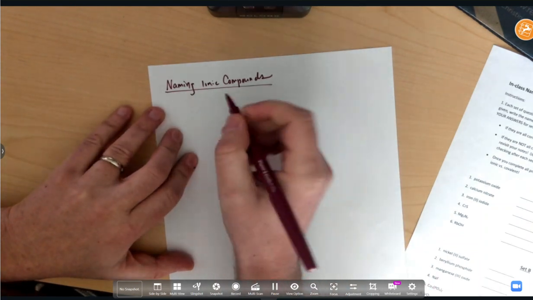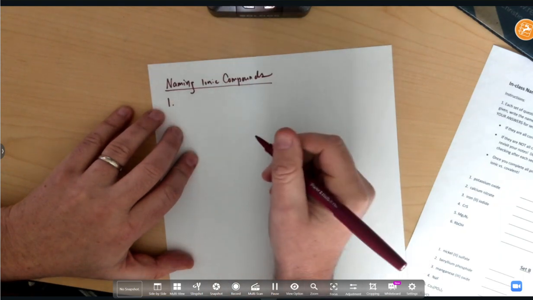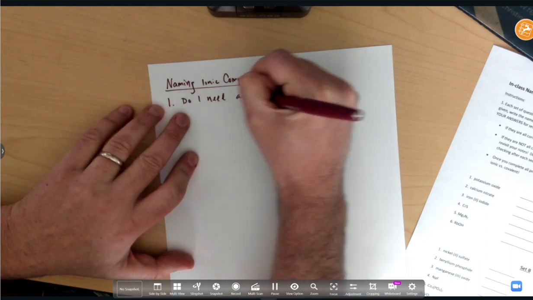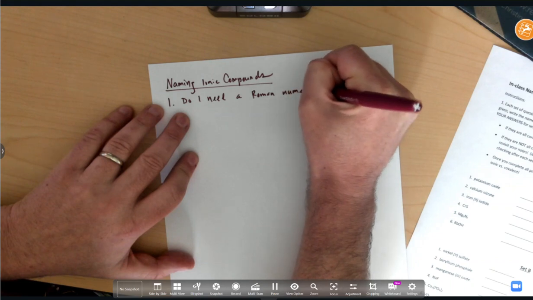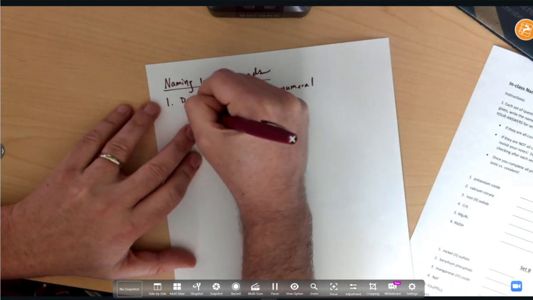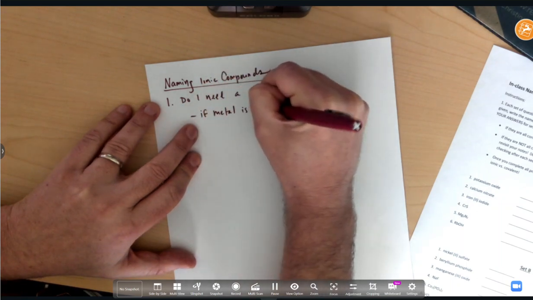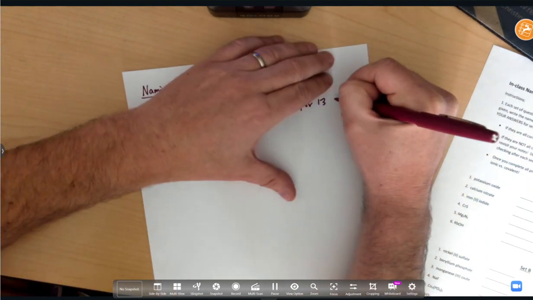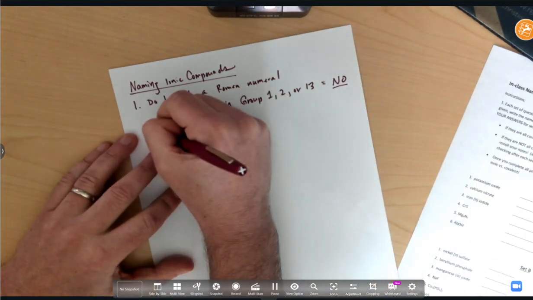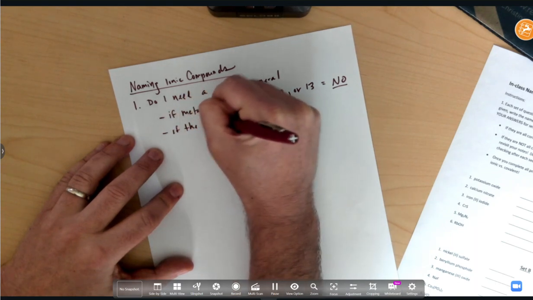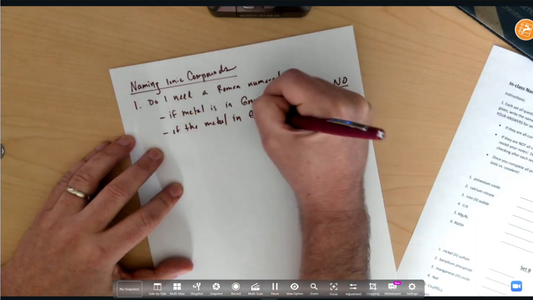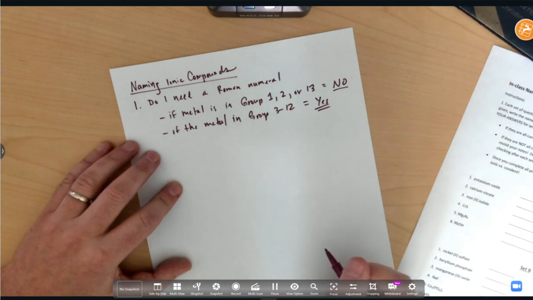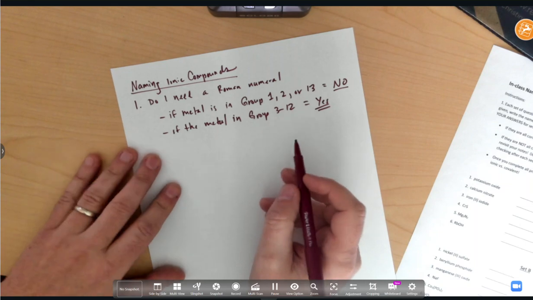Alright, so when we name these things, we gotta ask questions. The first question we have to ask is, when I name it, do I need a Roman numeral? And then how you know: if the metal is in group 1, group 2, or group 13, then the answer is no, you don't need a Roman numeral. And then if the metal is in a different group, so I guess we could just say if it's in group 3 through 12, then yes, we do need a Roman numeral. I'll explain in a second how we determine that Roman numeral and what it means.